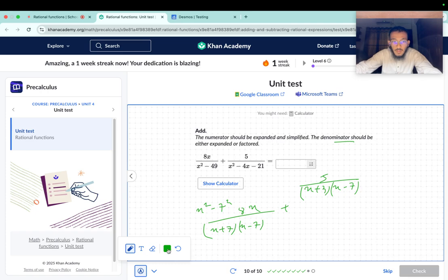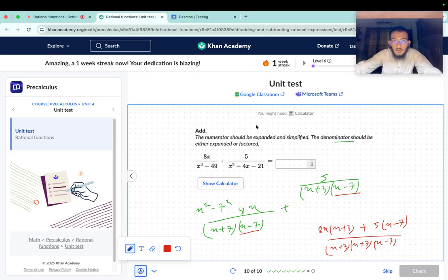So first of all, we find the LCM, lowest common multiple, which is x minus 7 once, x plus 3, and x plus 7. Okay, so for this thing we have everything except for x plus 3. So x plus 3 with 8x, plus we have everything except for x minus 7, so 5 into x minus 7. Now the denominator should be either expanded or factorized. It is factorized, and the numerator should be expanded and simplified. So we have to expand this.